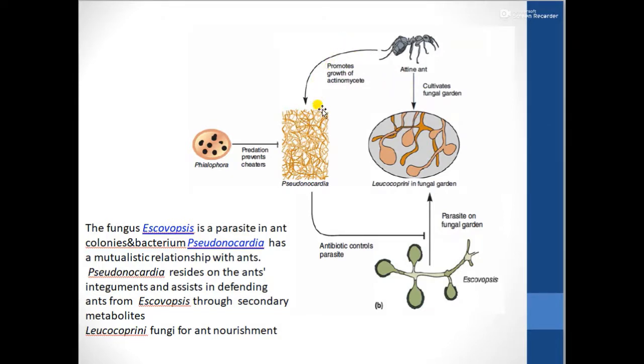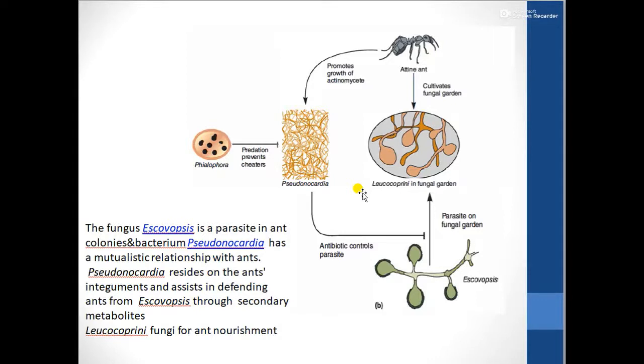And among these interactions itself, we come across a type of amensalistic reaction where the secondary metabolites or antibiotics produced by Pseudonocardia are used to control Escovopsis, which is a parasite on the fungal garden raised by attine ants. Now, this is a four-member interaction happening in the case of attine ants.